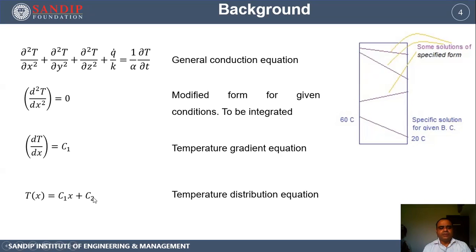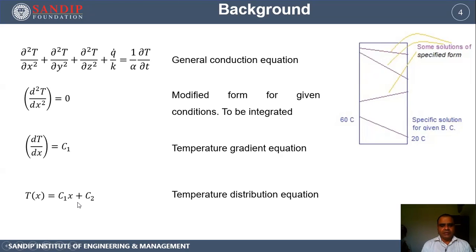And those values of C1 and C2 are only applicable when the temperature of one end is 60 degrees Celsius and the temperature at the other end is 20 degrees Celsius. That solution, along with those values of C1 and C2, will become a specific solution for that given boundary condition. That is what we need. So we need to specify the boundary condition to obtain the specific solution for that particular boundary condition.